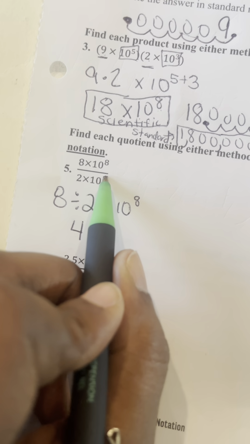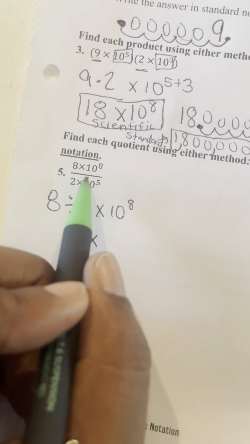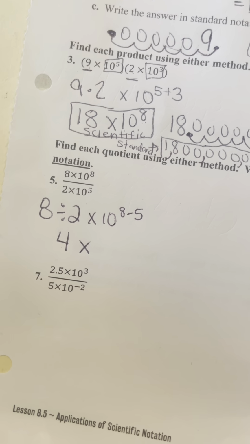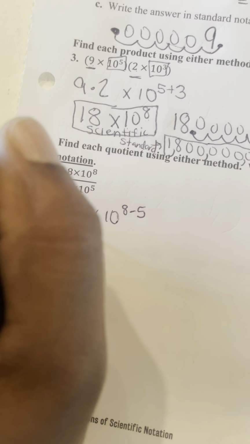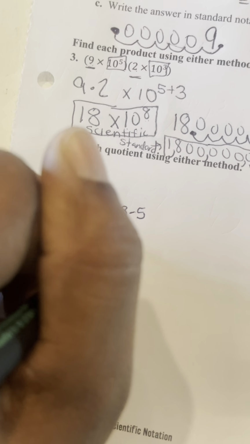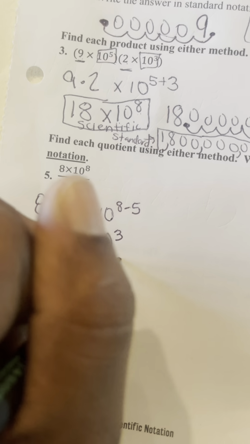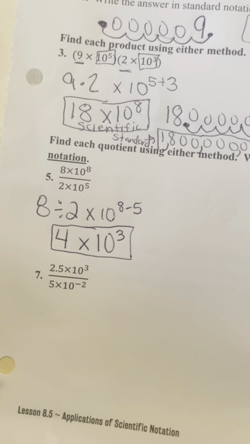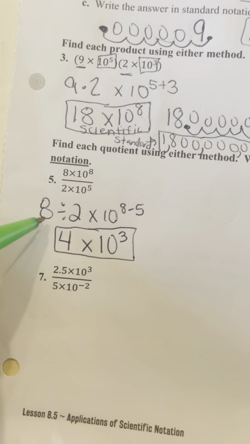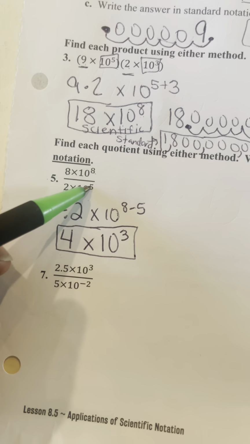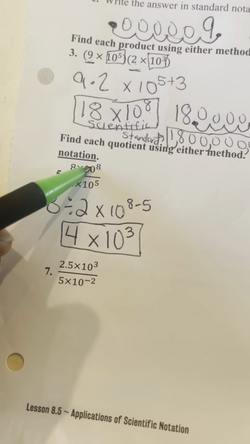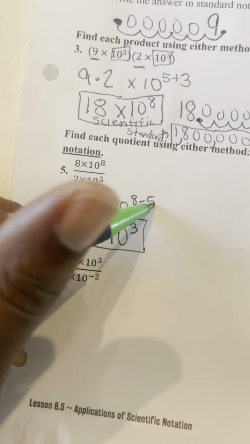Which gives me 4 times 10 to the 8. We're dividing now. So when you divide and have the same base, you subtract your exponents. So it's 10 to the 3rd power. So this would be scientific. So 8 divided by 2 gave me the 4. Same base. We're dividing this time, so you subtract your exponents. 8 minus 5 is 3.